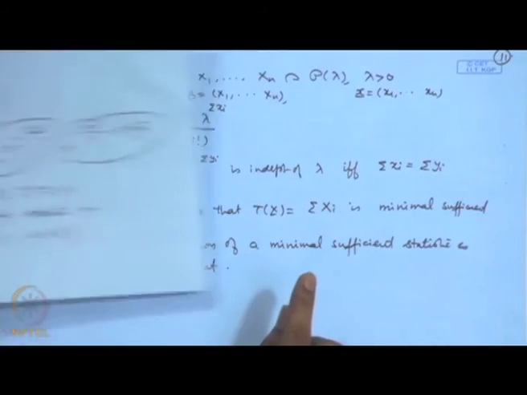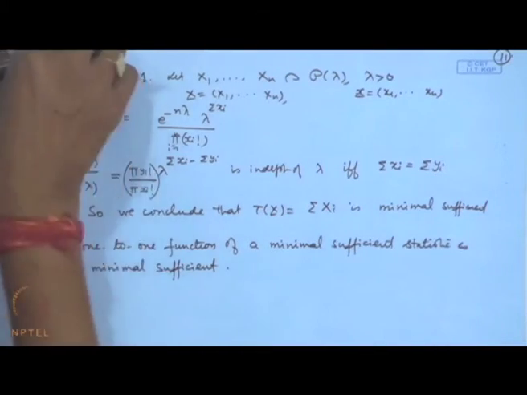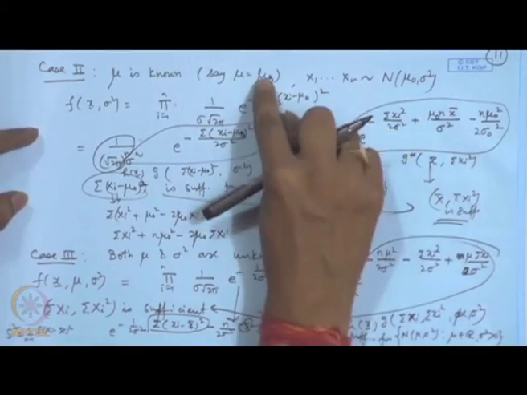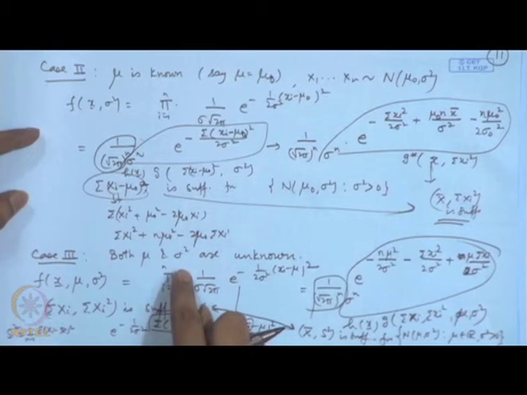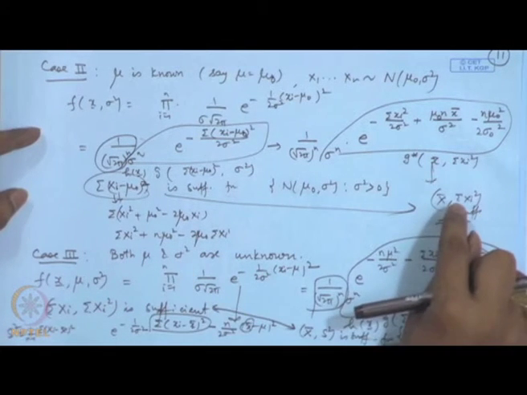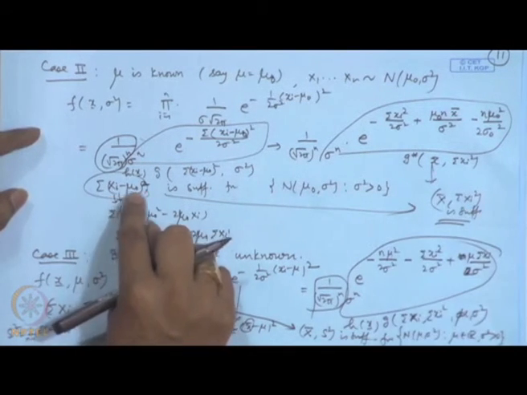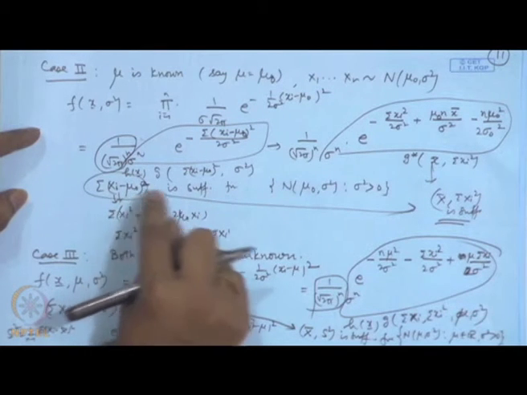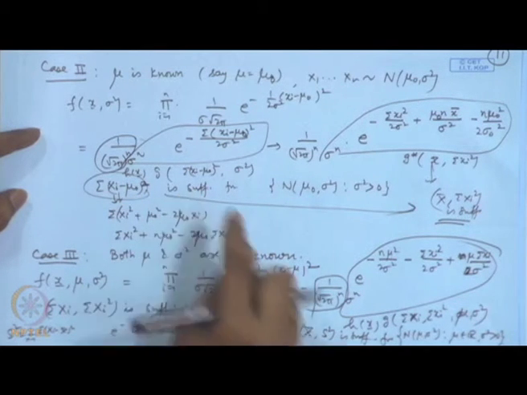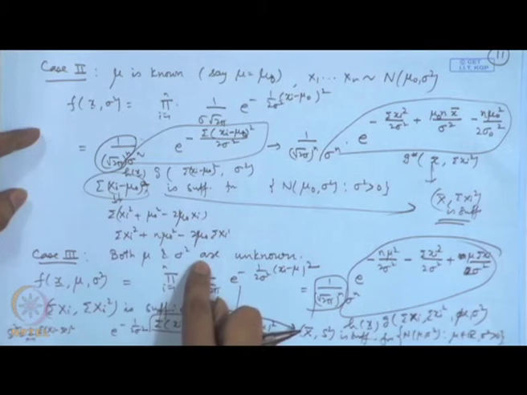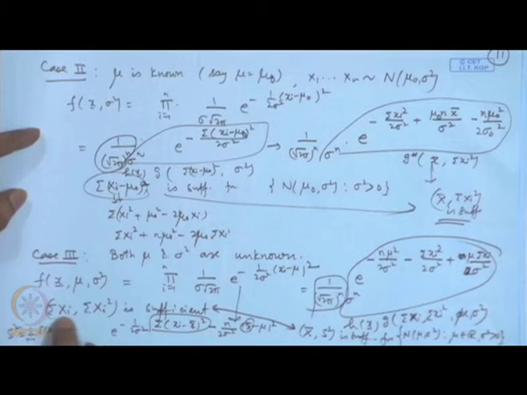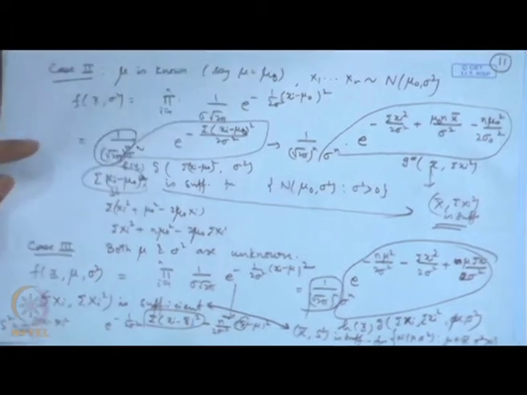So, like that if we consider various problems, like in the second case we have taken mu naught is known, and in this case we figured out that sigma (xi minus mu naught) whole square is sufficient. So, this will also become minimal sufficient. When both mu and sigma square are unknown, then sigma xi and sigma xi square will become minimal sufficient.